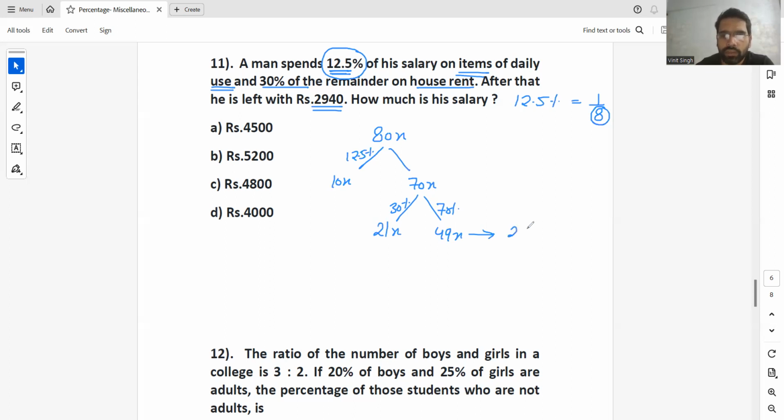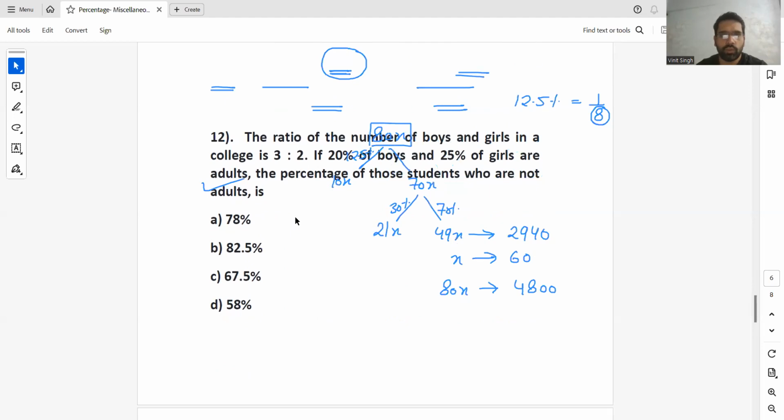So 49x is equal to 2,940, and x is equal to 60. If x is equal to 60, and we have to find how much his salary is, 80x. So the 80x is equal to 4,800. Now, next question number 12.